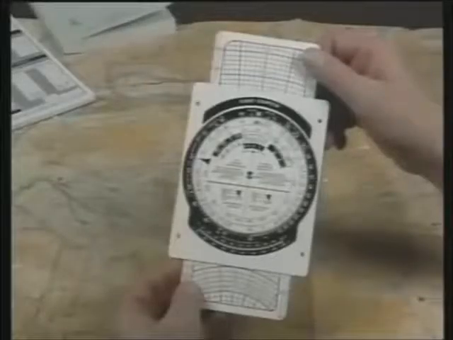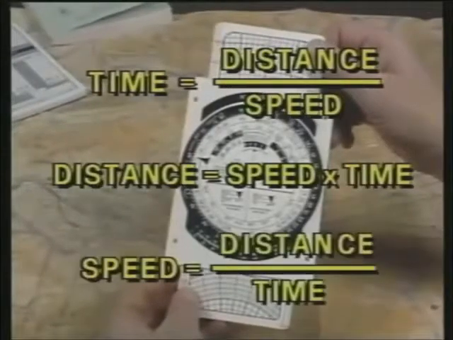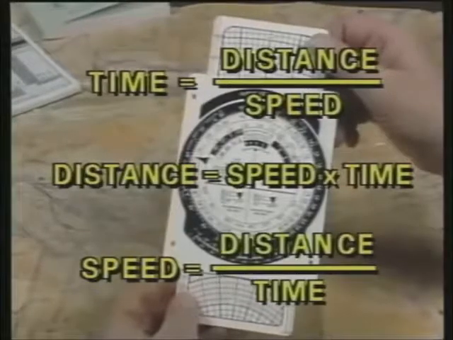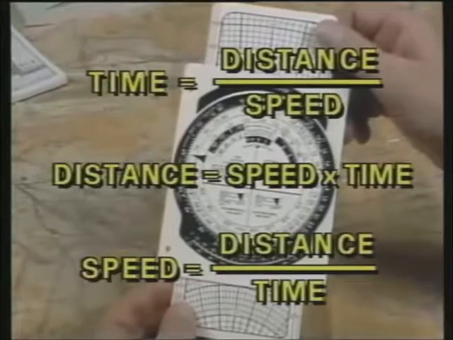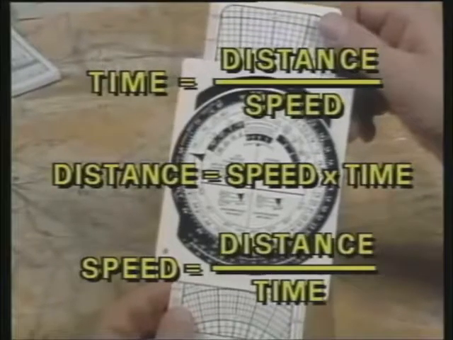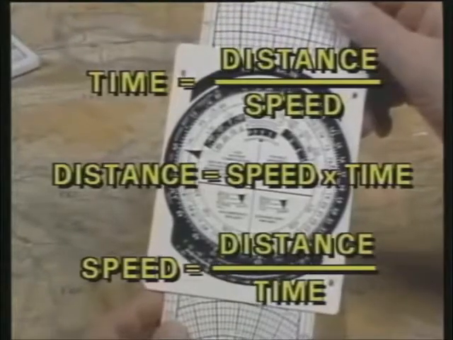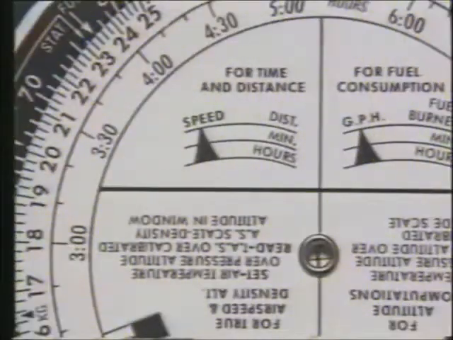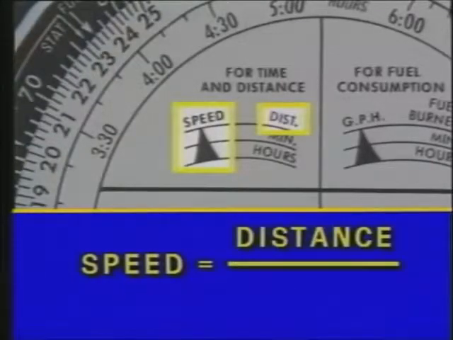Most of the calculations on the computer are ratios or fractions. For example, when determining time, speed, distance problems, there are 3 variables: elapsed time, speed, which is usually ground speed, and distance. If you know any 2 of the variables, you can quickly solve for the third. The face of the computer shows you how to solve for the unknown value in these ratio problems.